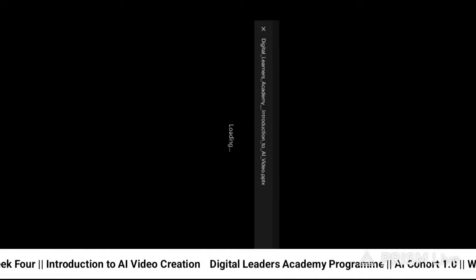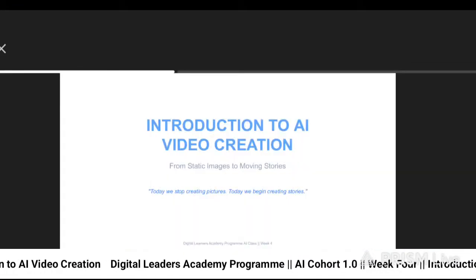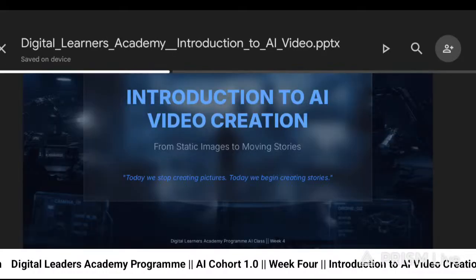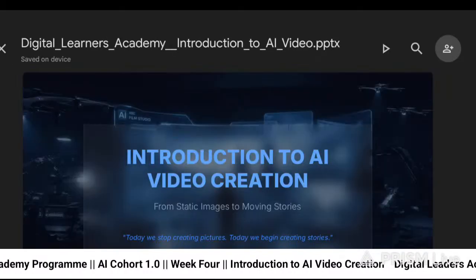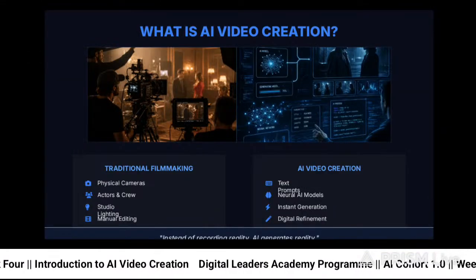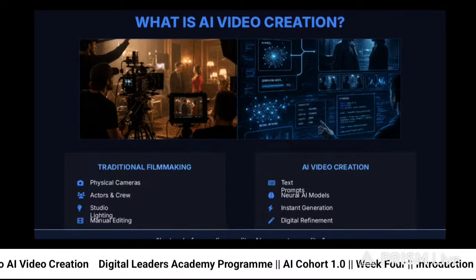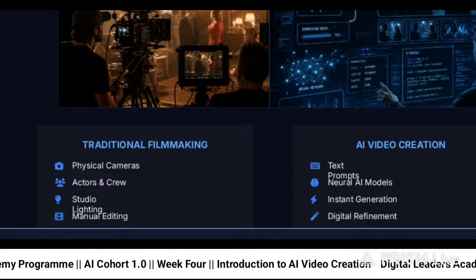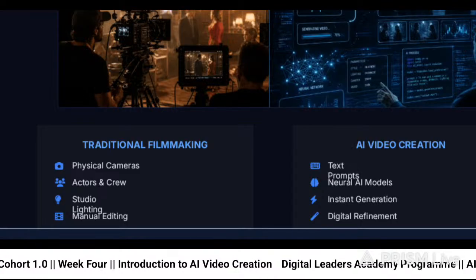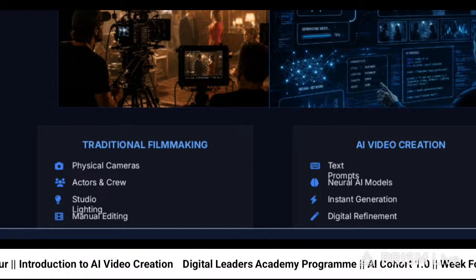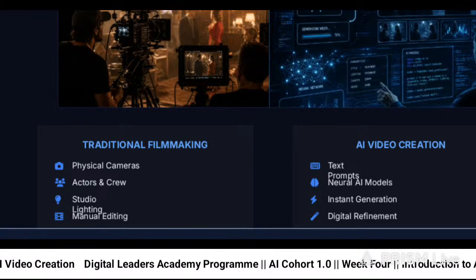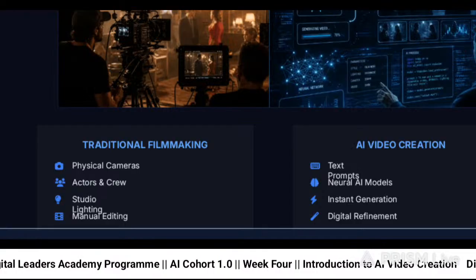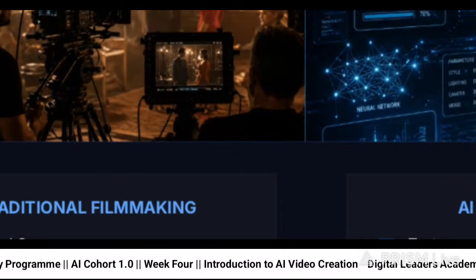We see that in the previous years and decades, before any video could be created, there had to be physical cameras, actors and crew, studio lighting, manual editing, and so on and so forth. Props, costumes, makeup, characterization, scripts, and all of these things. These are things that were needed in traditional filmmaking before now.